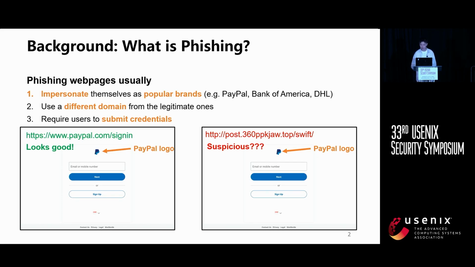As you can see from these two figures, it is very easy to tell the right-hand side one is likely to be a phishing website, because it shows the brand intention of PayPal through logo, but it does not use the legitimate domain of PayPal. Moreover, it requires credentials from users. This evidence makes it a suspicious website.